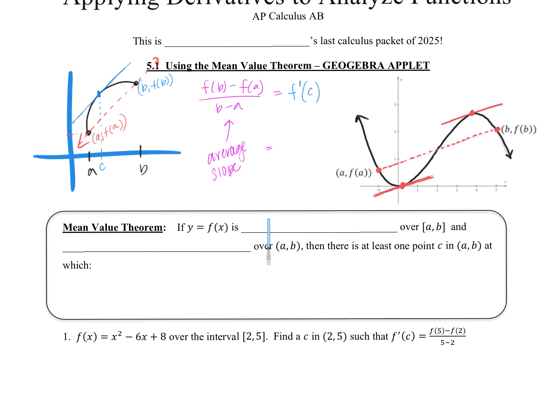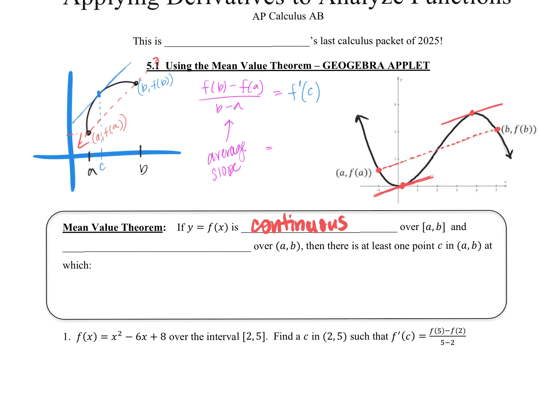So let's put this into like an actual definition. If my function is blank over a closed interval and blank over the open interval. So the 2 different words here is we're talking if it's continuous from one endpoint to the other endpoint. Those endpoints have to be closed, meaning they have to be colored in, right? They're closed from A to B. They got to be included.